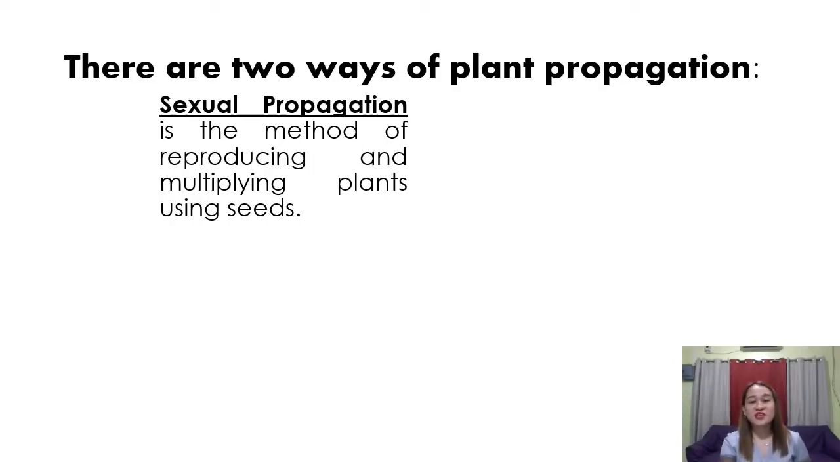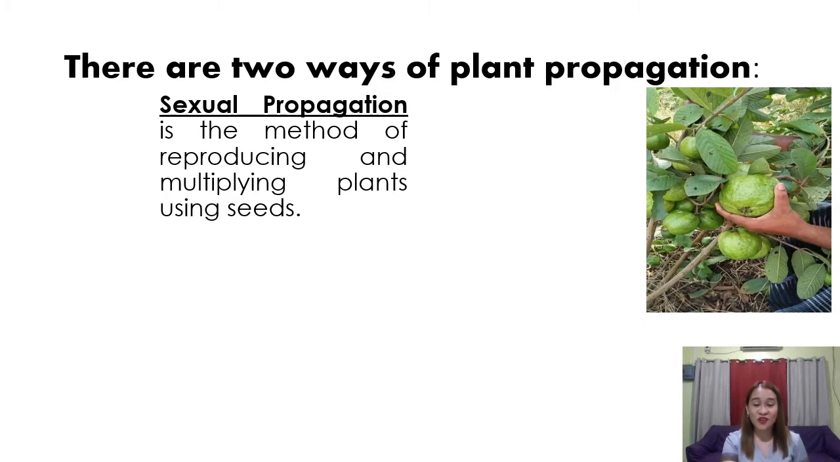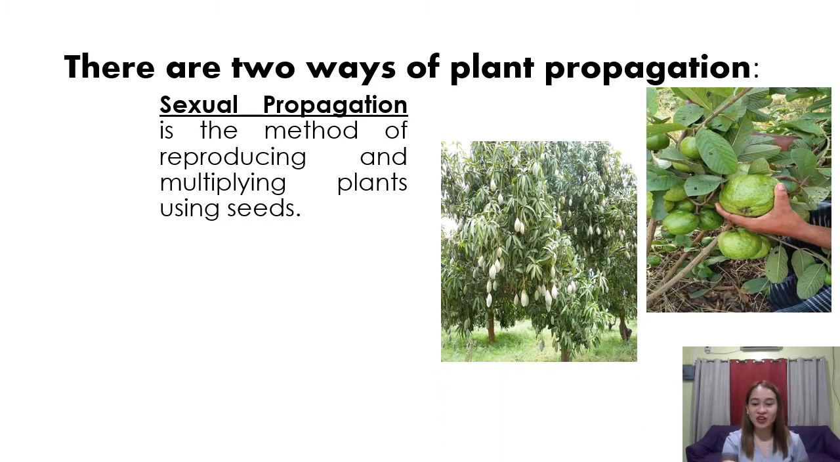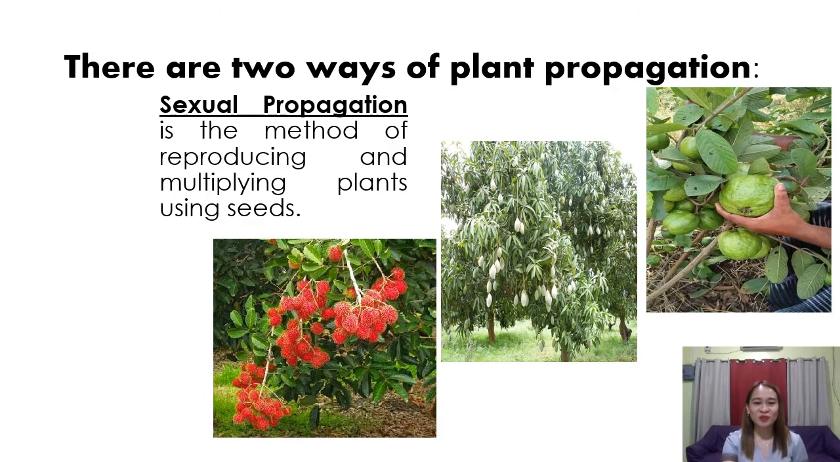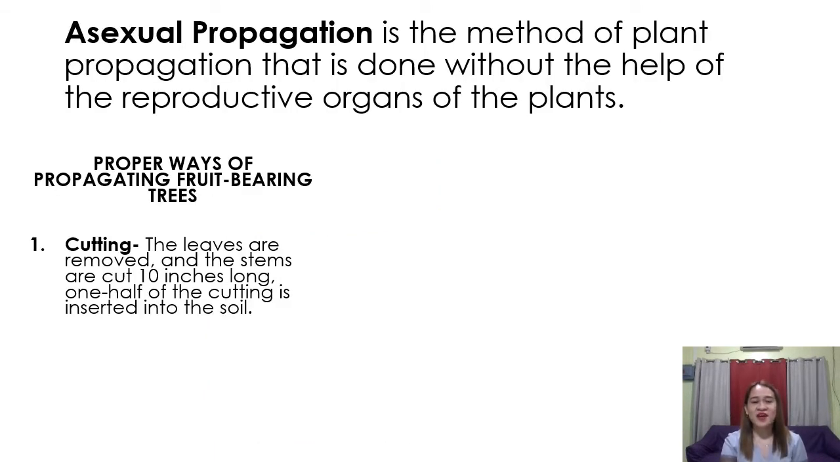There are two ways of plant propagation. First is sexual propagation. It is a method of reproducing and multiplying plants using seeds. For example, guava, mango, and rambutan. The second type is asexual propagation. This is a method of plant propagation that is done without the help of the reproductive organs of the plants.